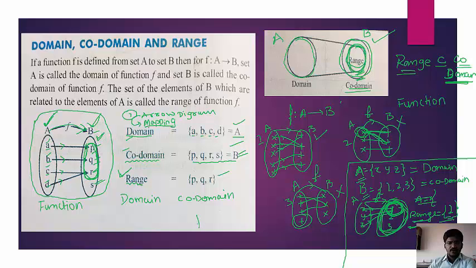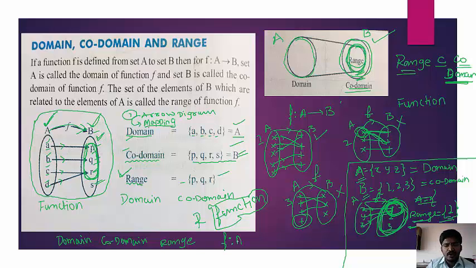So please remember, when R satisfies the condition of function, the arrow diagram directly converts to mapping. Set A will become domain, set B will become codomain, and the collection of images will become range. So I think you got a clear idea of domain, codomain, and range. Very, very important. Domain, codomain, and range. Clear, students?